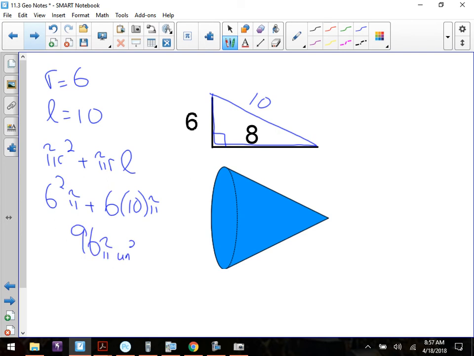Remember, when you're putting these things together, you're treating pi as if it were a regular old variable. You're just combining like terms. This hasn't changed since we've been dealing with it forever. Okay?